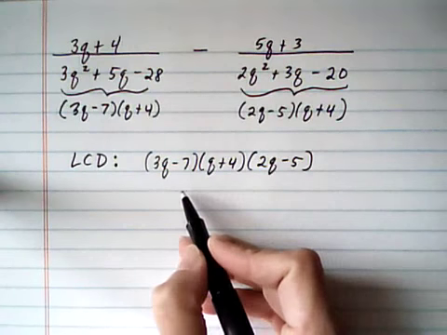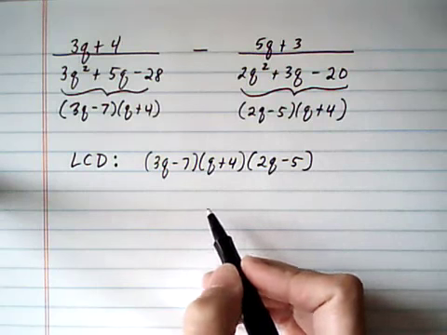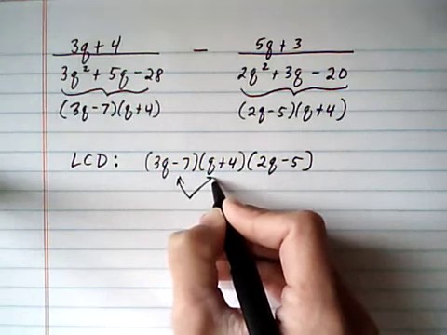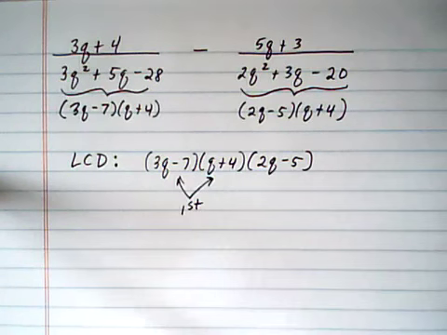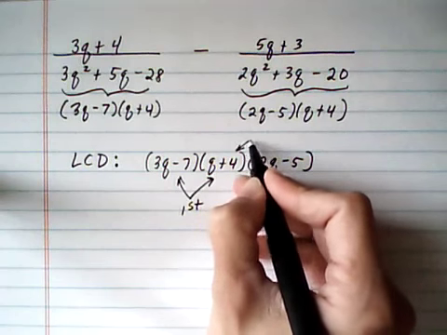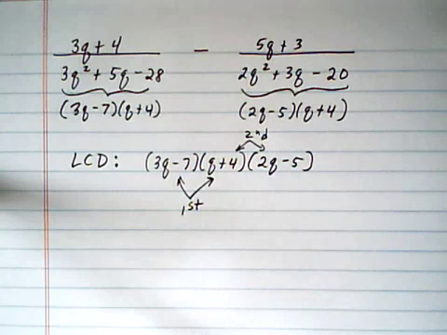And remember, when you're building the LCD, you want it to contain each denominator completely. So for example, 3q minus 7 and q plus 4, that's the first denominator. 2q minus 5 and q plus 4, that would be these two factors, that's the second denominator. So as long as your LCD contains each denominator and it doesn't have extra factors that are not necessary, then you're going to have the least common denominator.